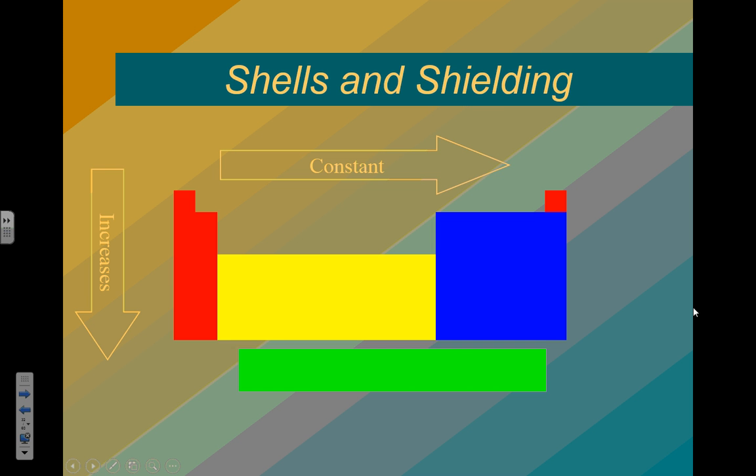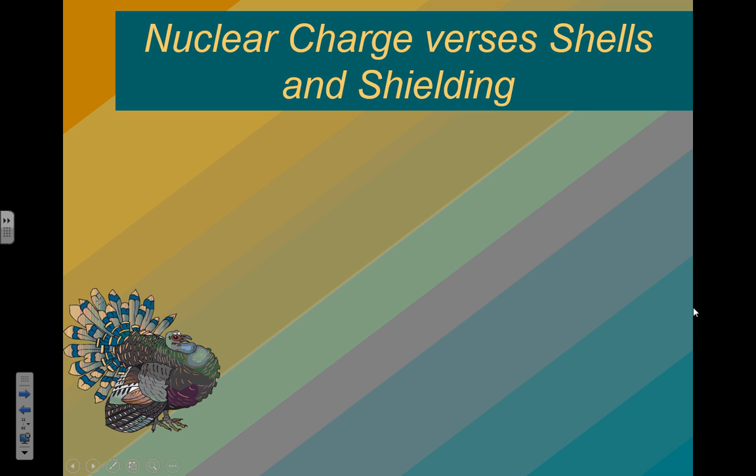But these are all happening together inside an atom. So what we really have to do is look at how one affects the other, because we're actually talking about competing forces here. Shells and shielding are doing things that can diminish the attraction of the nucleus. So we have basically two competing forces here. And what we're looking at is overall what's happening. So we need to look at nuclear charge versus shells and shielding. And when we put them all together, what happens?